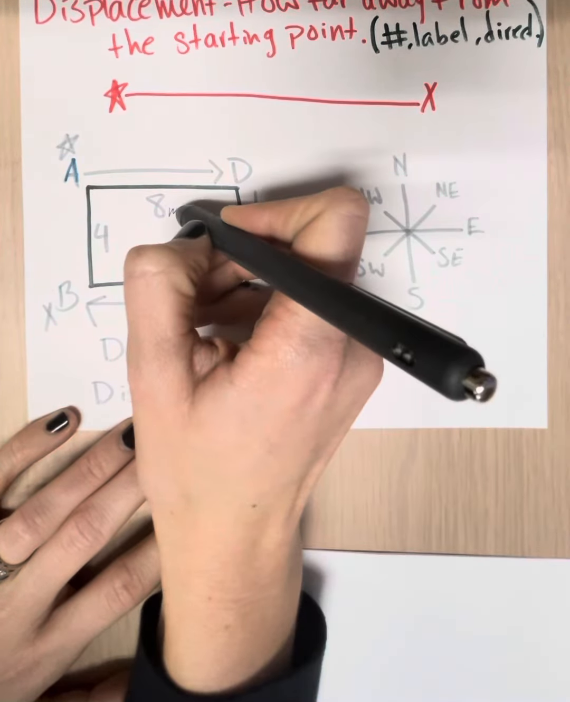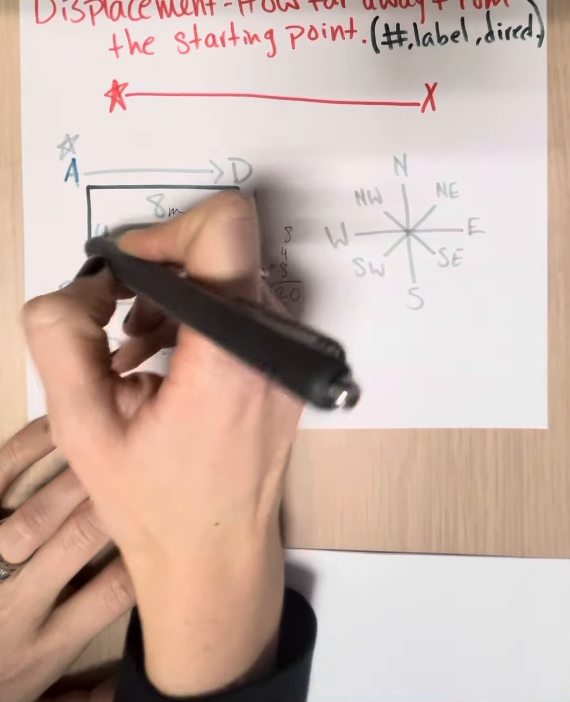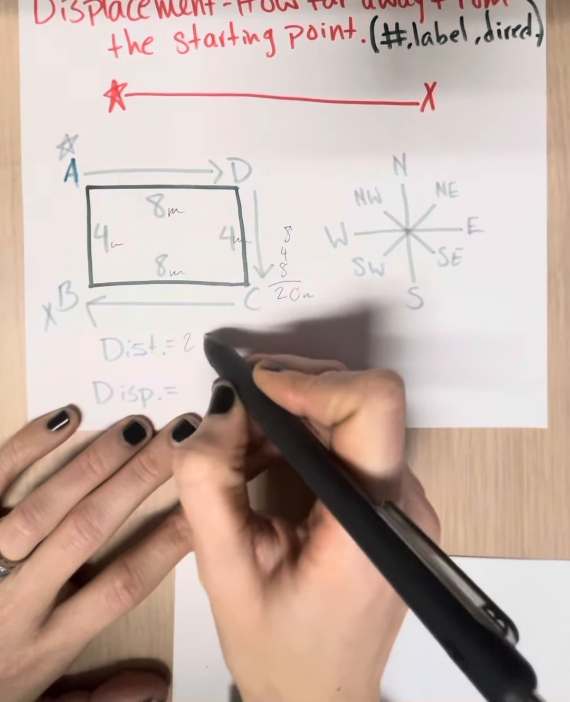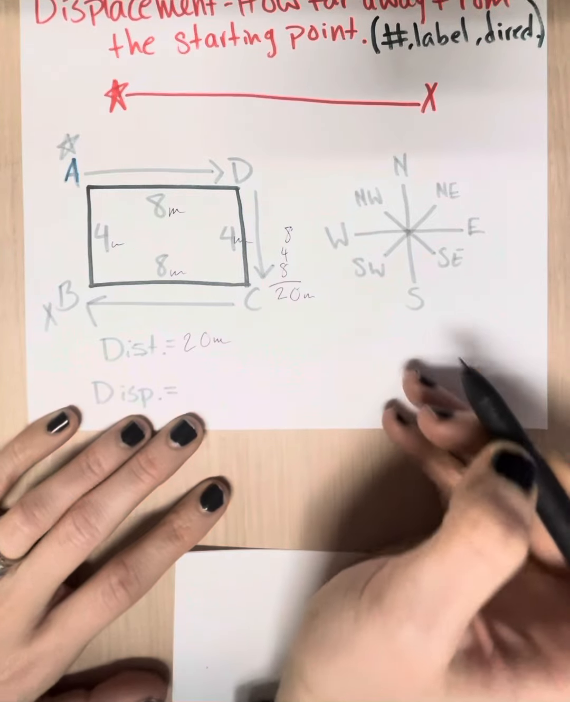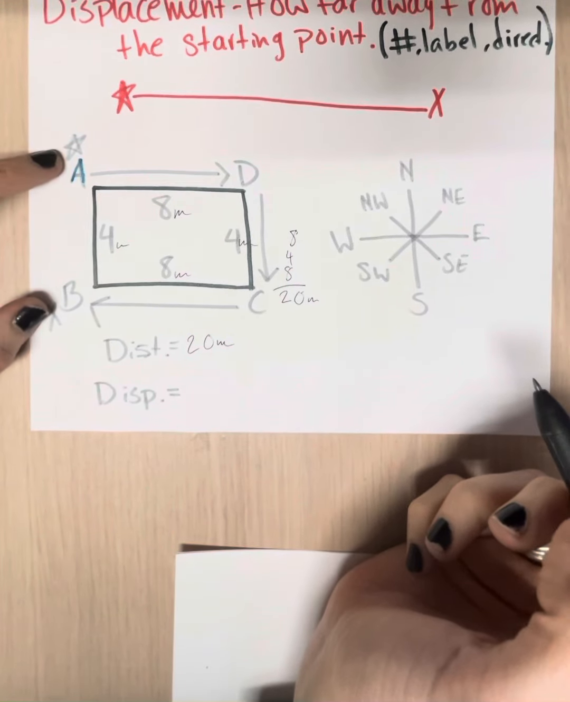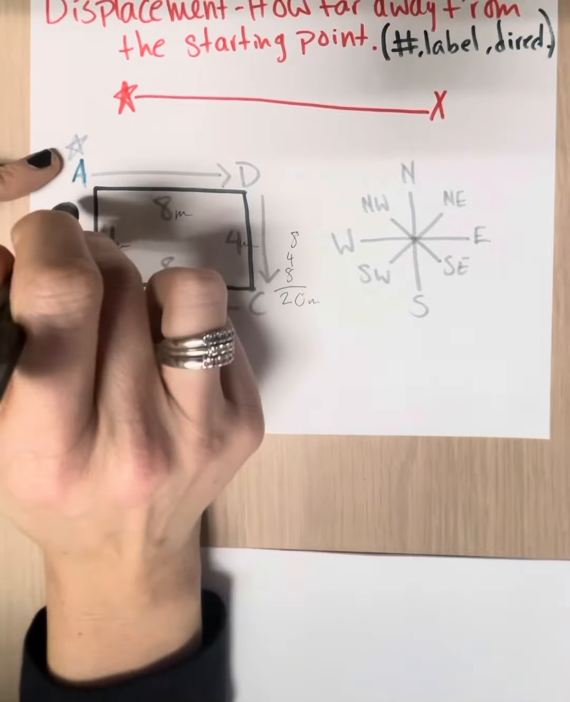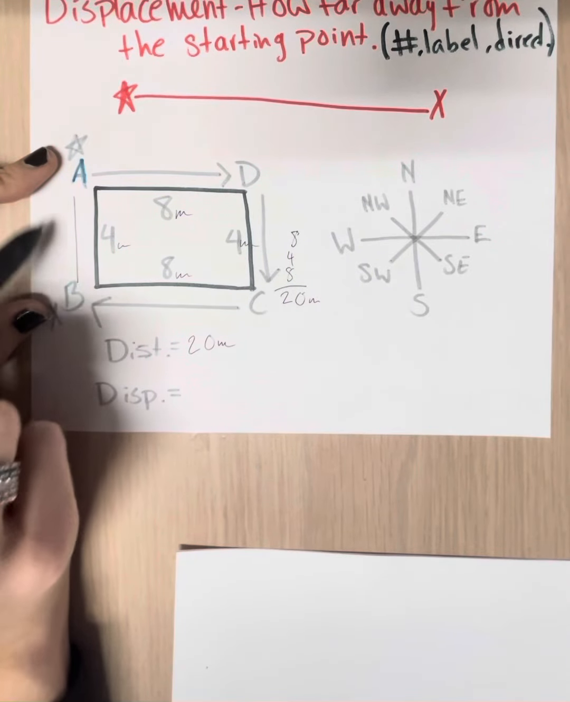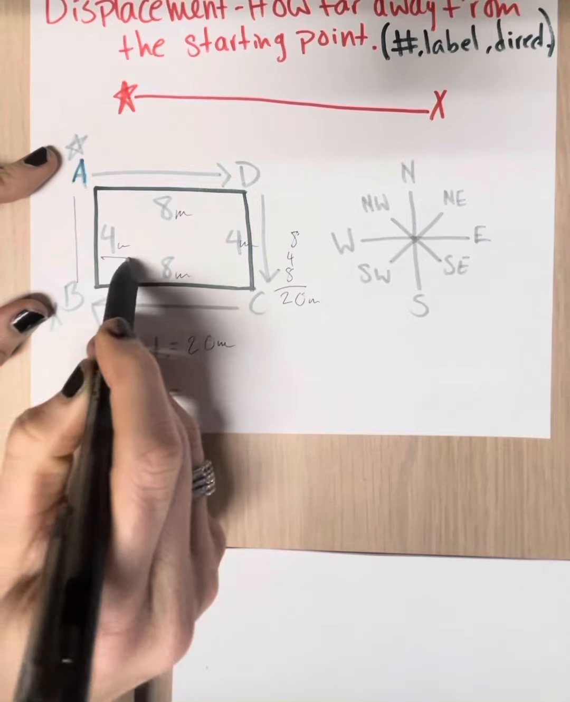Now for this one, we're going to add in meters because I didn't write it in here. There we go, so meters. So we have 20 meters. That is going to be my distance. Now for displacement, where we have our star and our X for our starting point and our ending point, we need to find out how much or how far this is. What is my distance here? That is going to be 4 meters.